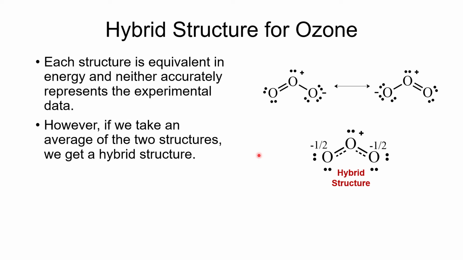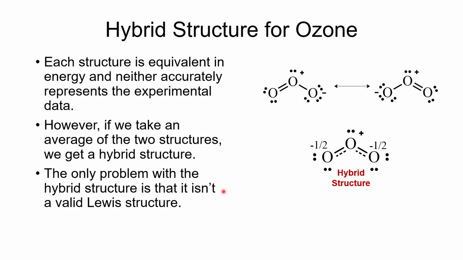Instead of having a negative charge on one oxygen and no charge on the other oxygen, we're going to have about a negative one-half charge on each of those perimeter oxygens. The one in the middle is still going to be positive because they're both positive there. So that is our hybrid structure. The only problem with the hybrid structure is that it's not really a valid Lewis structure. So hybrid structures are okay, but just keep in mind they're not actually valid Lewis structures. So we draw Lewis structures to represent those hybrids.